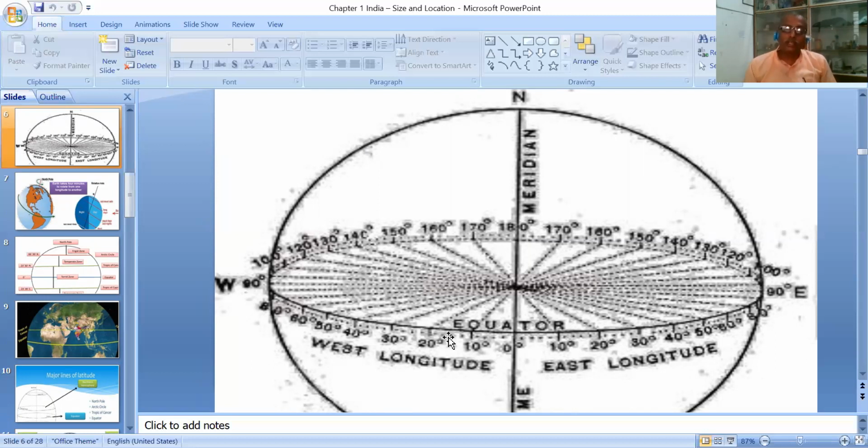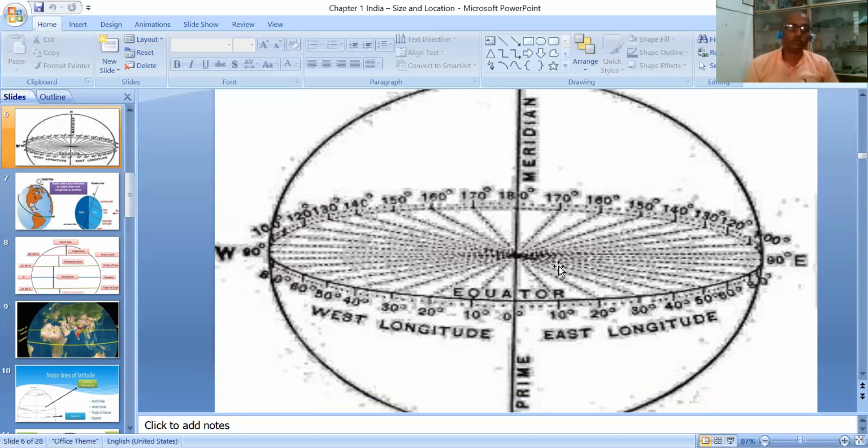Fine. How many meridians of longitude are there? There are 0 degree to 180 degree longitudes on the western side, and 0 degree to 180 degree meridians on the eastern side. Together, there are 360 degrees of longitudes. Meridians of longitude are 360 degrees. Fine. Now we have come to know two directions also.